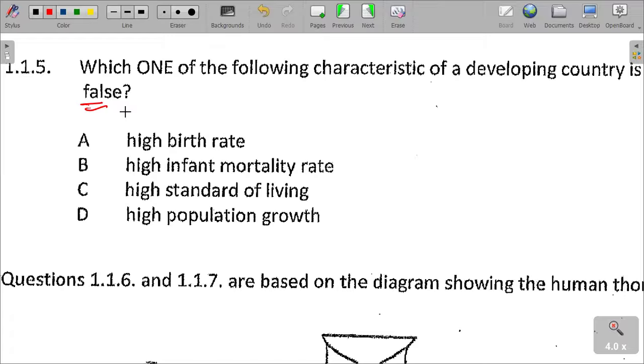B, high infant mortality rate, it is not false, it is correct. C, high standards of living, that's not correct. D, high population growth. So what is false is that a developing country does not have high standards of living. It has low standards of living, hence the answer is C.